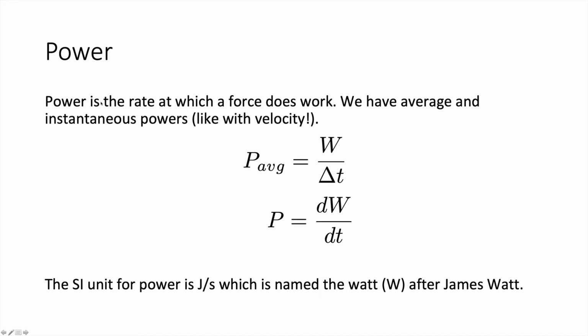So now we're going to look at power. Now power is the rate at which forces do work. So we can have average and instantaneous powers, like with velocity, because velocity is the rate of change of displacement. Here we're talking about the rate of change of the work. So the average power is equal to the total work divided by the total time over which that work is done, whereas the instantaneous power is equal to dW/dt. So the SI unit for power is joules per second, because we've got joules divided by seconds, and this unit actually has a special name, it's the watt. So we can write power as given in watts, and this is named after James Watt.